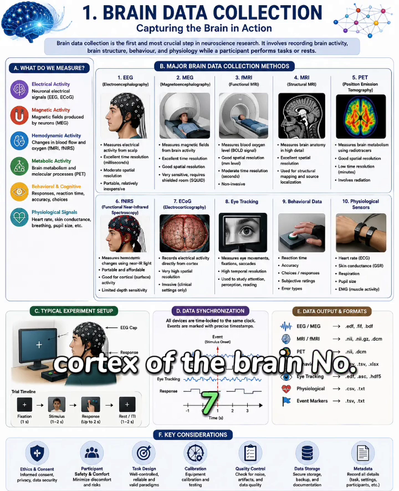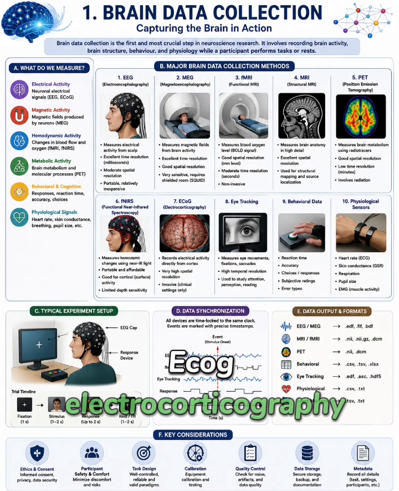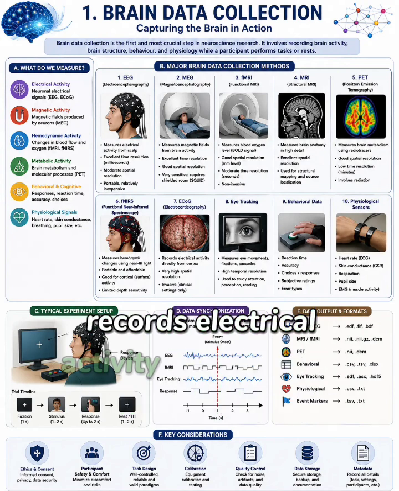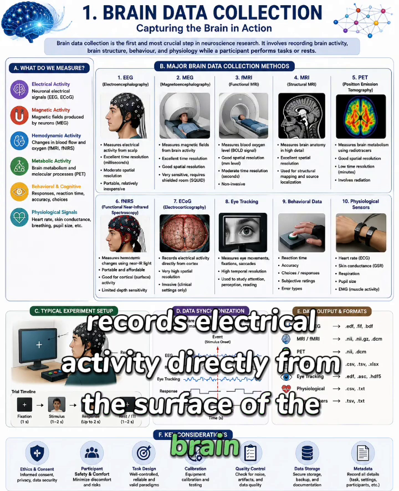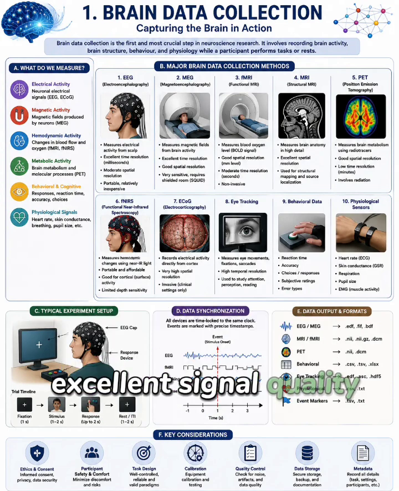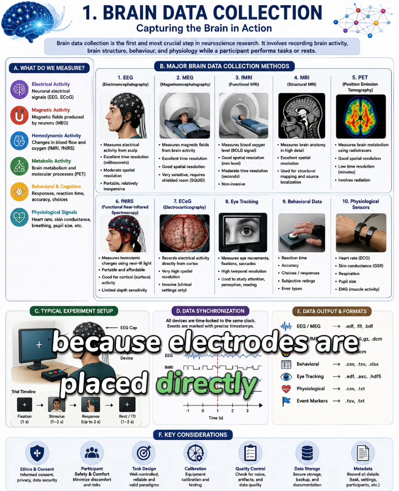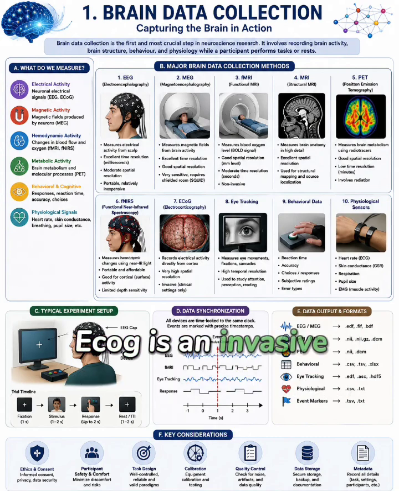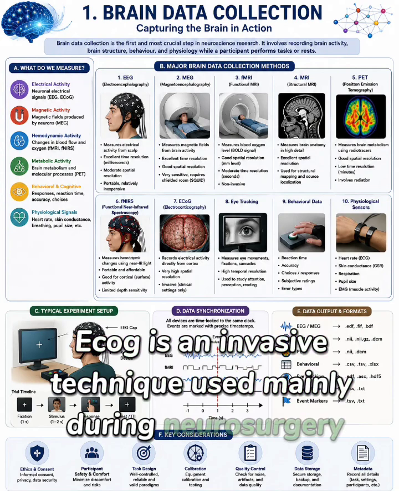Number 7, ECoG, electrocorticography. ECoG records electrical activity directly from the surface of the brain. It provides very high spatial resolution, excellent signal quality. Because electrodes are placed directly on the cortex, ECoG is an invasive technique used mainly during neurosurgery.